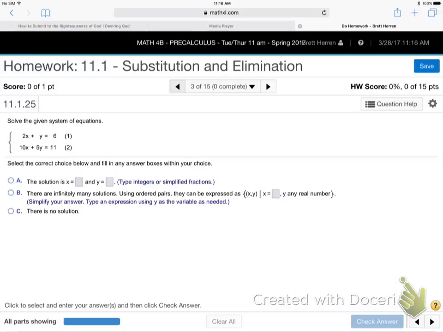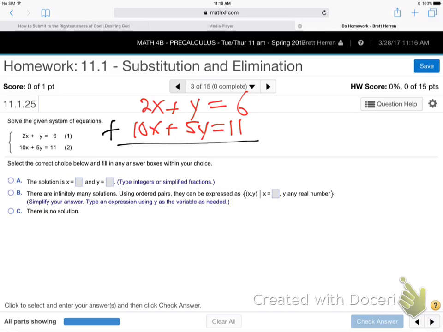All right, so how do we solve this one? 2x plus y is 6. 10x plus 5y is 11. I want to solve it by hand. All right. What if I just add them right now? Don't write this down, this is wrong. If I just add them right now, I'm going to get 12x, 6y, and 17. Right, I just added straight.